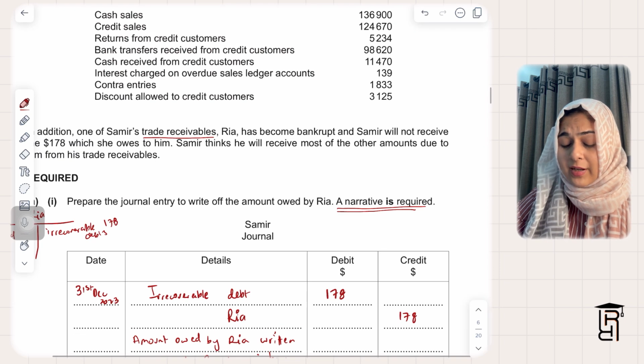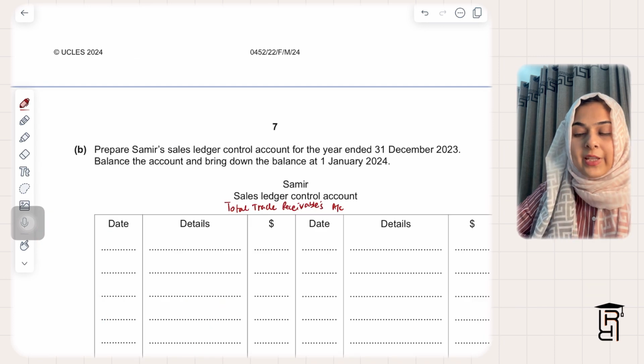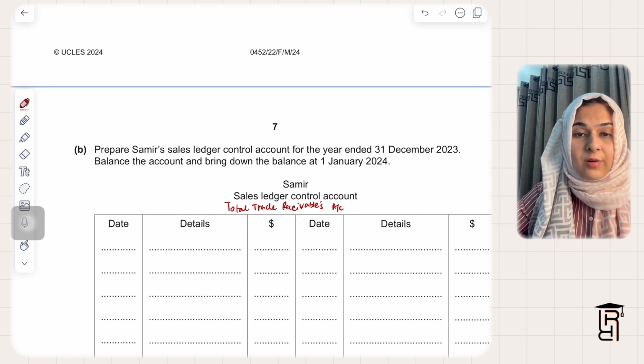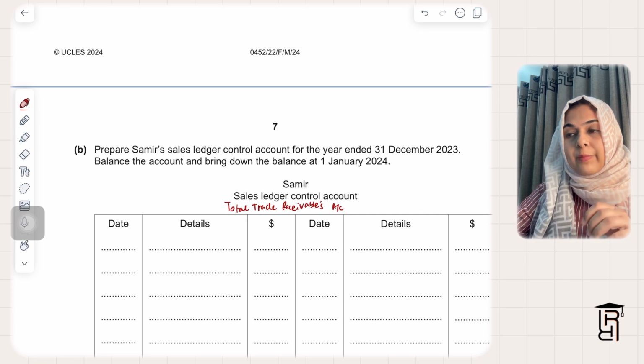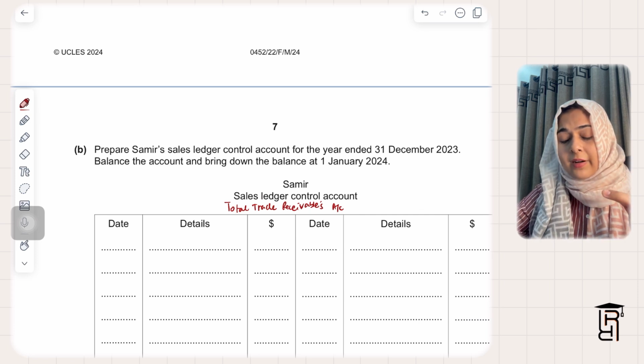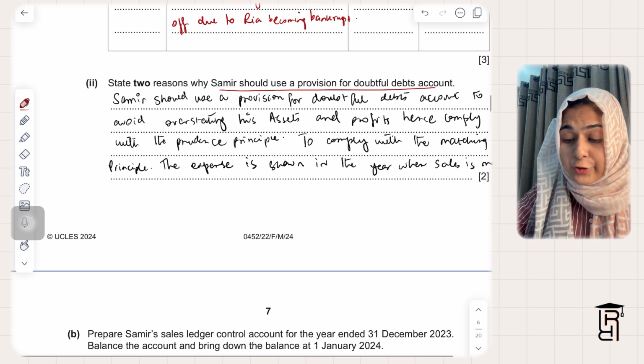In the next part, they are asking you to make a sales ledger control account. You also know that a sales ledger control account is a total trade receivables account. It's basically a credit customers account. We can have a specific trade receivable account, like the account of RIA, which would be maintained in the sales ledger of the business. But total trade receivables means all my credit customers, whatever their opening balances are, when we add them all together, that is my opening balance of my sales ledger control account.